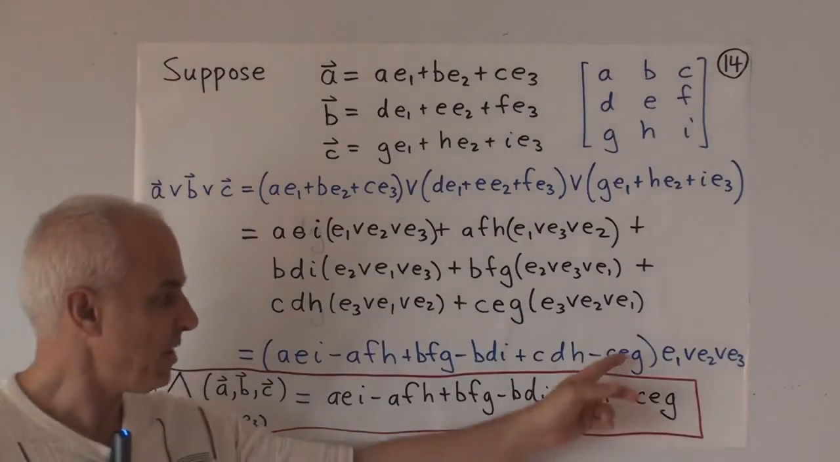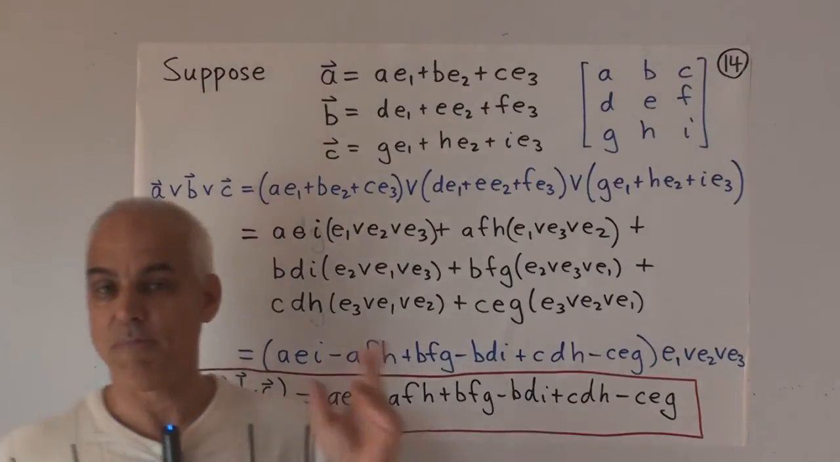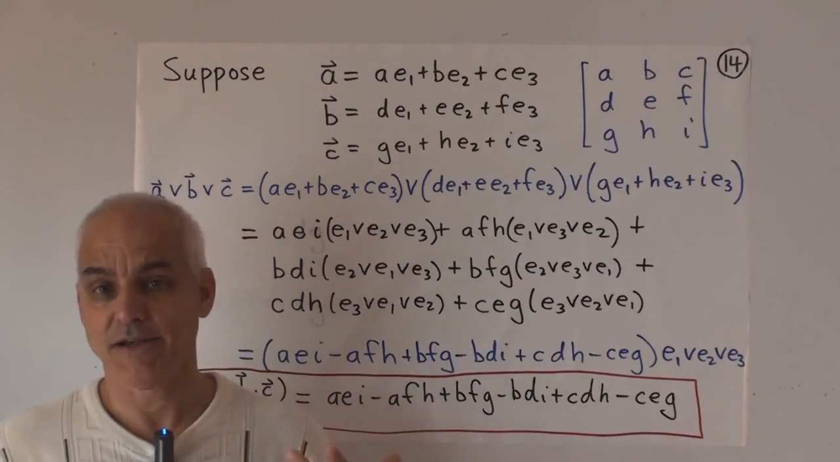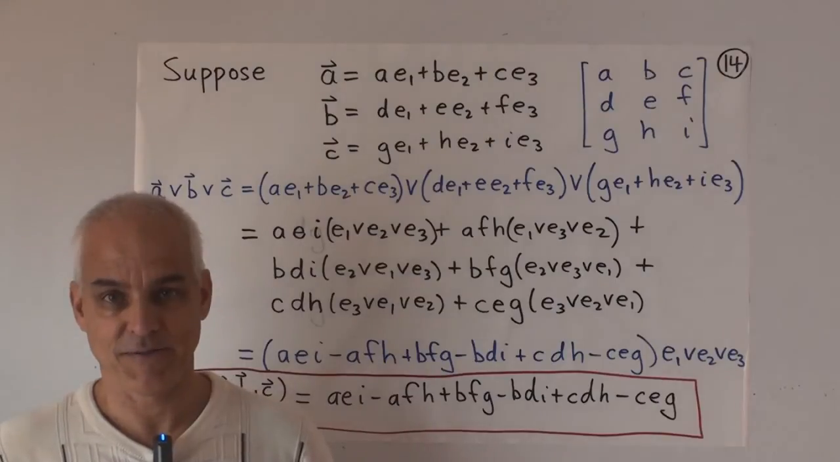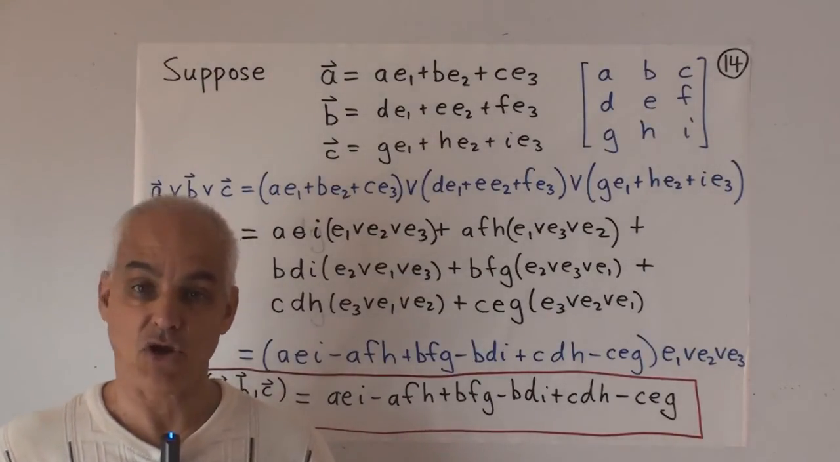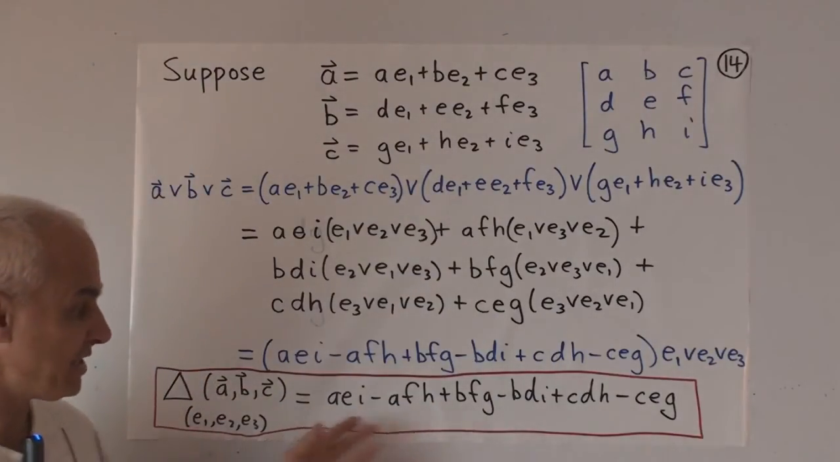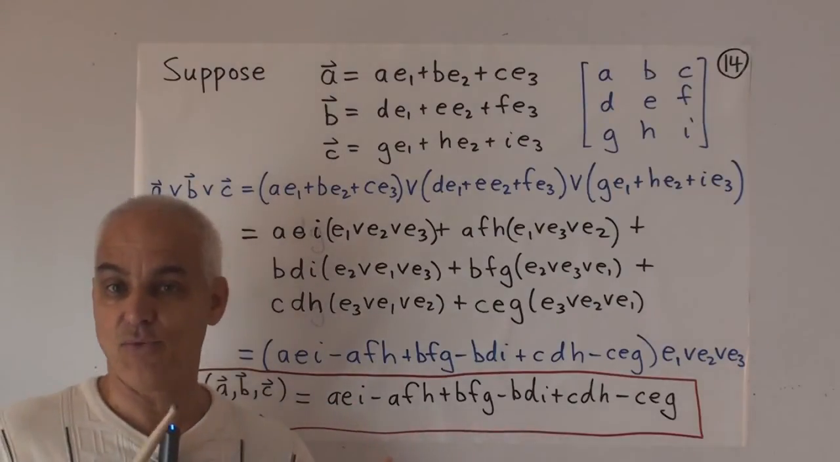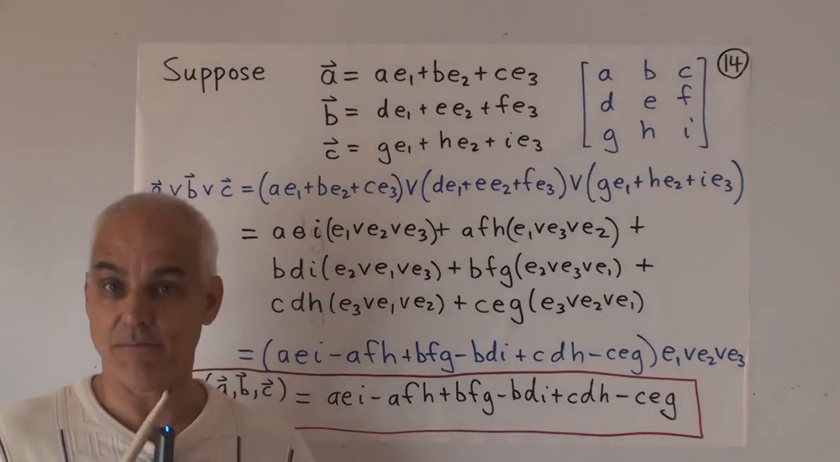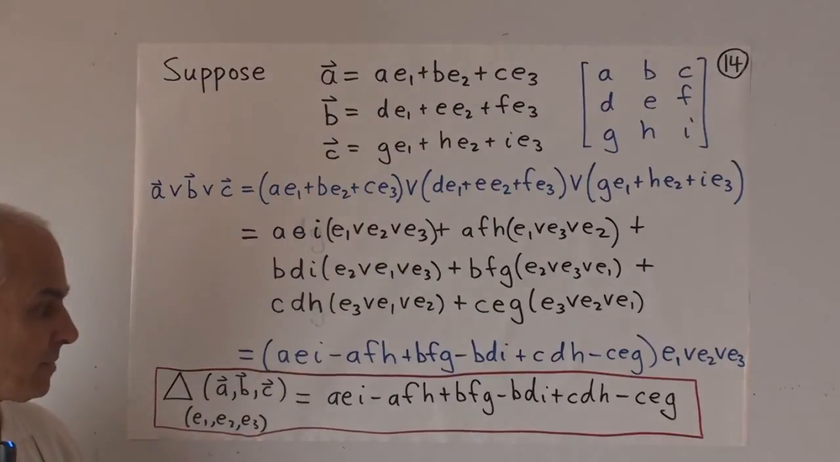This coefficient that appears here is the volume of the parallelepiped, and it's a fundamental formula in mathematics. It's what the 19th century mathematicians called a determinant. And here we see that it's a consequence of thinking about the way trivectors multiply together.